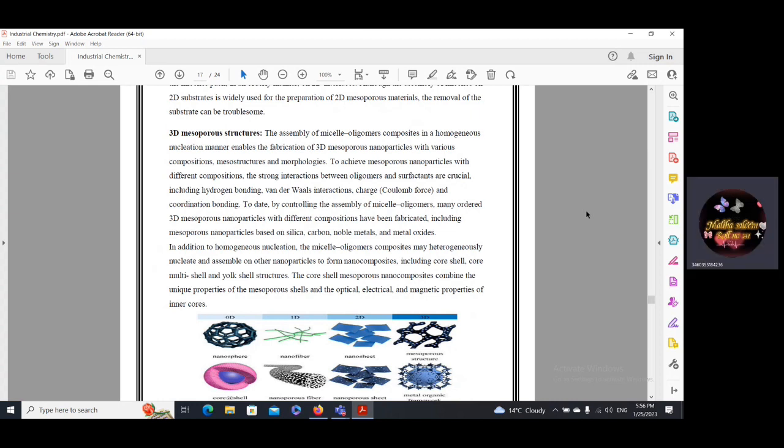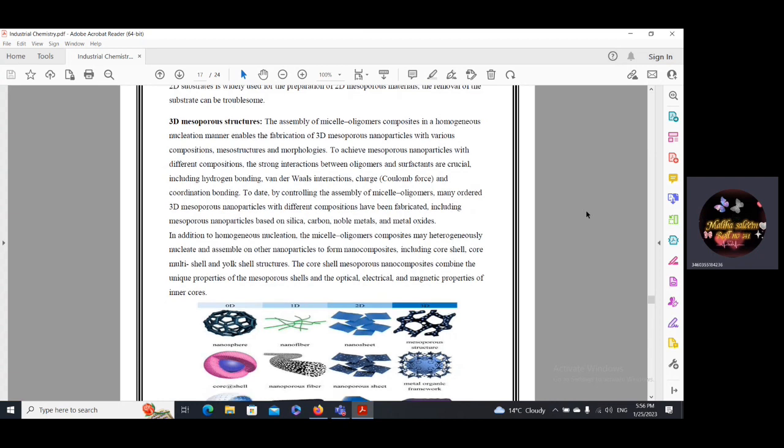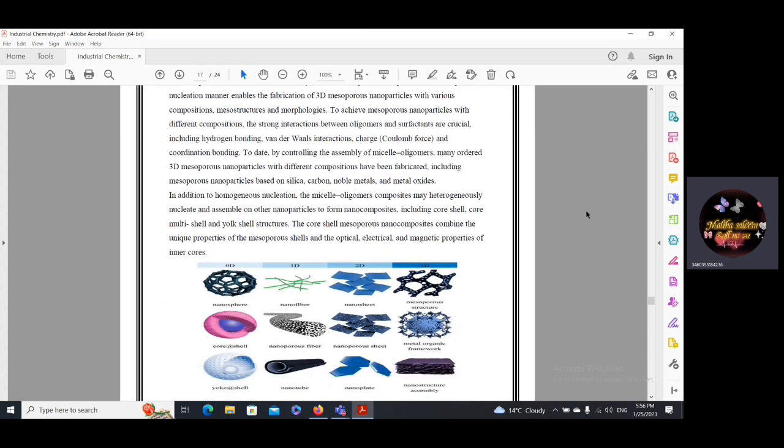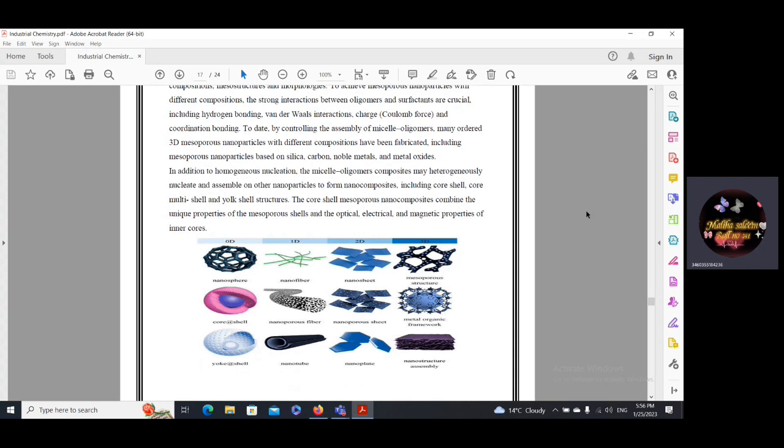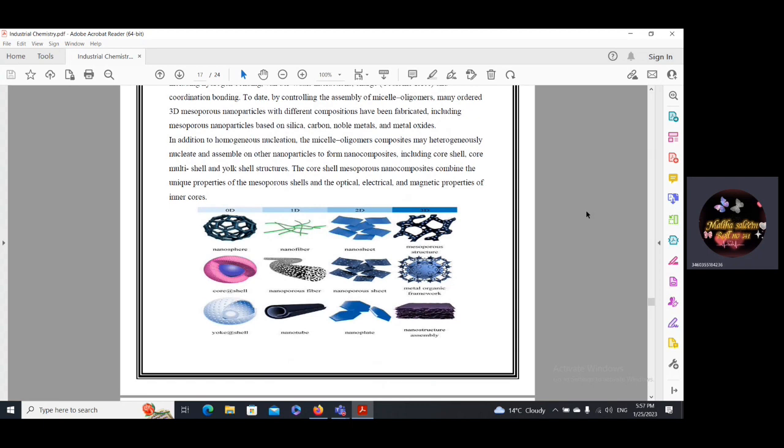Many 3D mesoporous nanoparticles with different composites have been fabricated, including mesoporous nanoparticles based on silica, carbon, noble metals, and metal oxides. In addition to homogeneous nucleation, the micelle oligomer composites may heterogeneously nucleate and assemble on other nanoparticles to form nanocomposites, including core shells, core multishells, and yolk shell structures. They have different unique properties, combining the mesoporous shells with the optical, electrical, and magnetic properties of the inner cores.